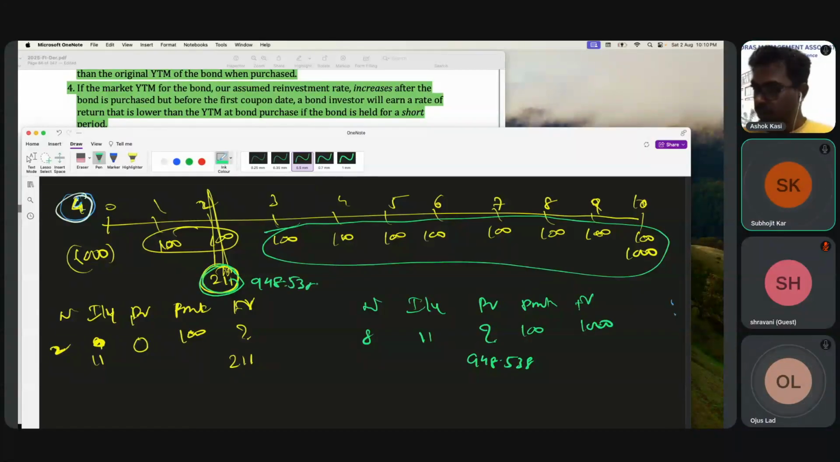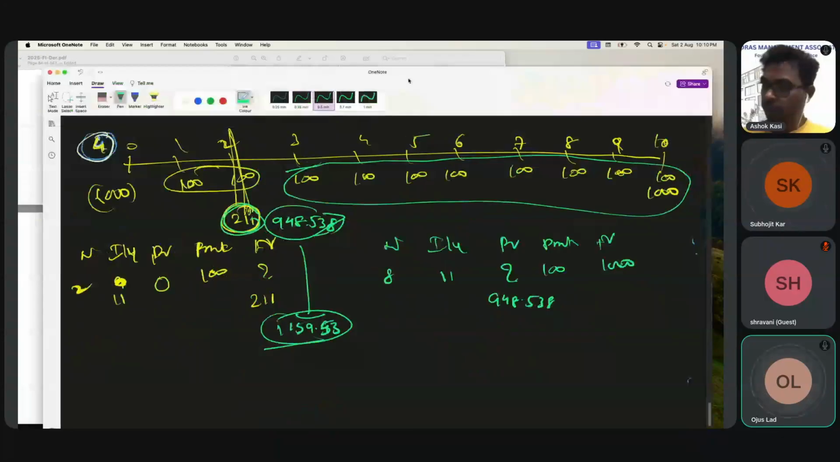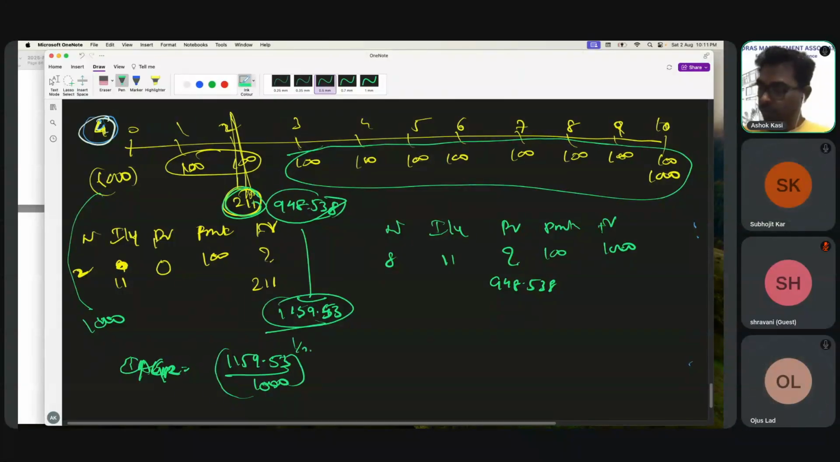So this amount 211 also you are going to get, and this 948.538. So total is 1159.53. So this much money you are going to get. You invested 1000. So what is the CAGR? 1159.53 divided by 1000, raised to 1 by 2, minus 1. I got 7.68.